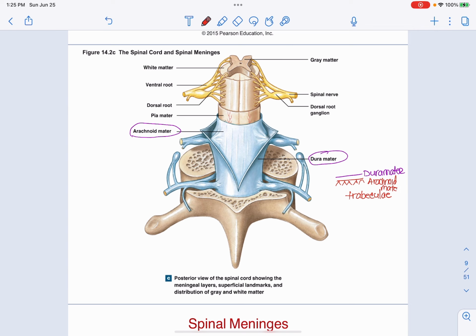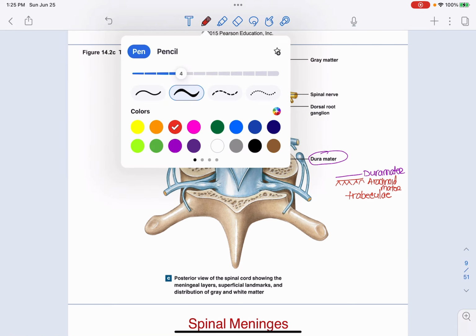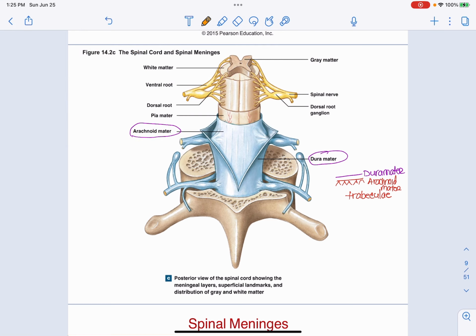So these two membranes are very closely associated with one another. And that layer will connect with the pia mater. So you can see they're somewhat close together. They're right on top of each other. And there is a space that is created between the arachnoid mater and the pia mater.